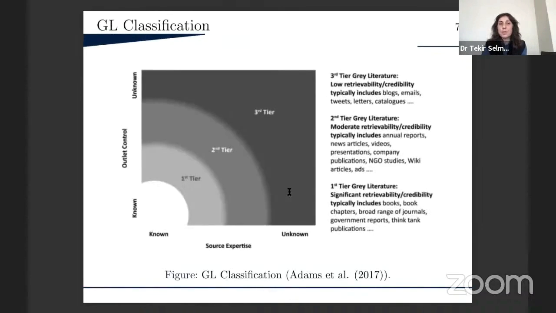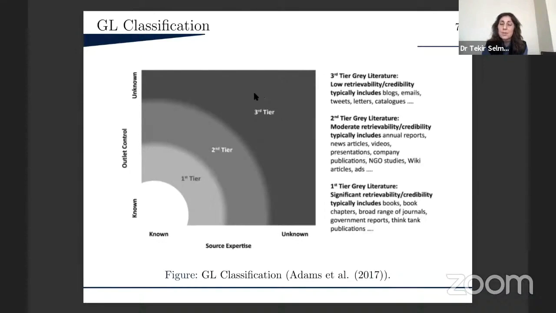Okay, in literature, GL classification is already provided. If we consider this two-dimensional space, in the horizontal axis we see expertise, and in the vertical axis we see some kind of control. And from the innermost circle to the outermost one, expertise level is decreased and also control level is decreased.